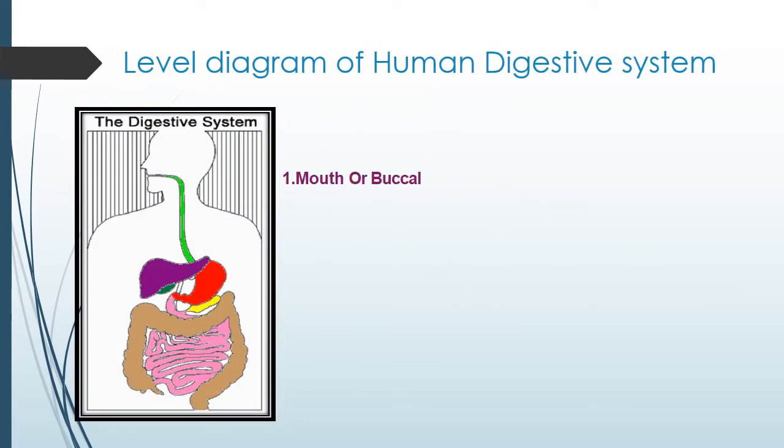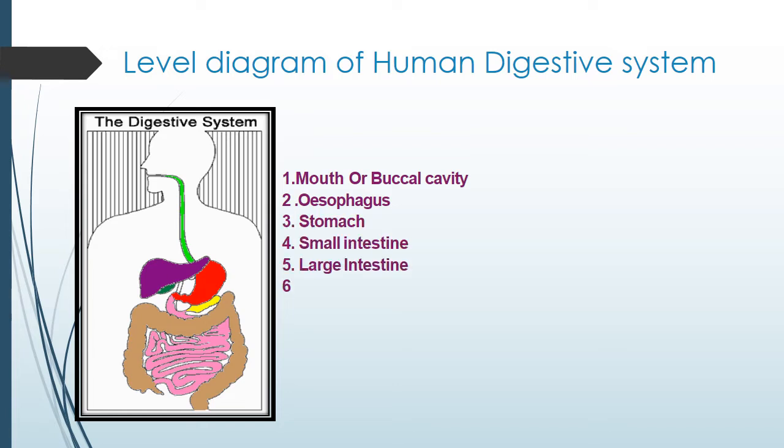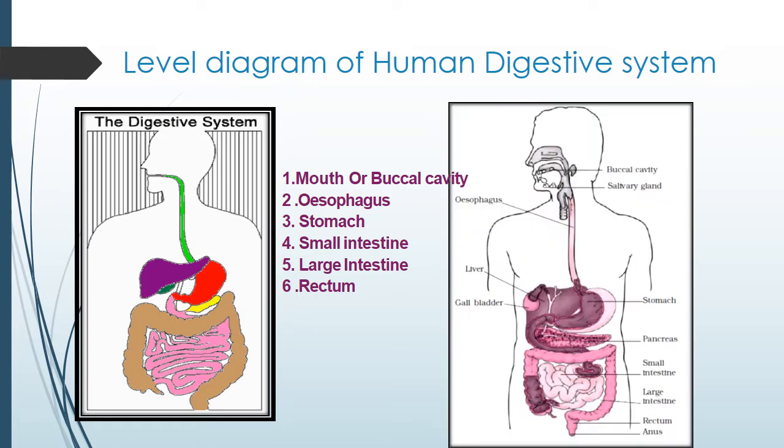There is a labelled diagram of the human digestive system. You can check it in your book. There are some important labels you have to do, that is the mouth or buccal cavity, oesophagus, stomach, small intestine, large intestine and the rectum. So, you have to take some time to draw the diagram. The diagram may be drawn as on the left hand side, and in your book this diagram is already given. So, please check it out.